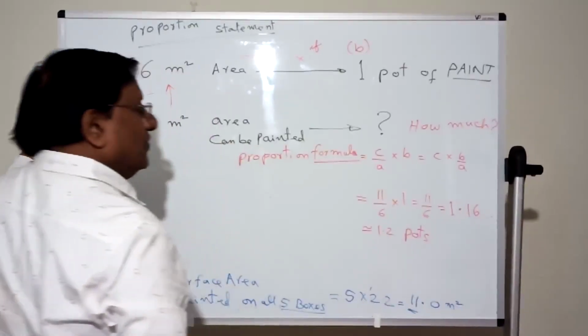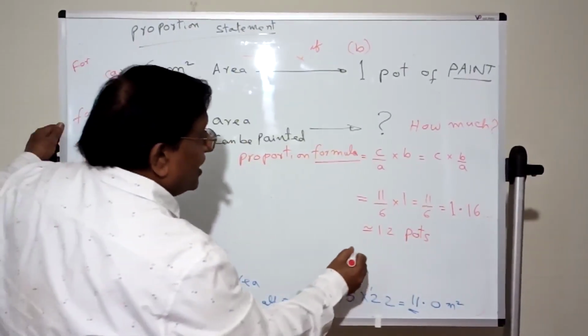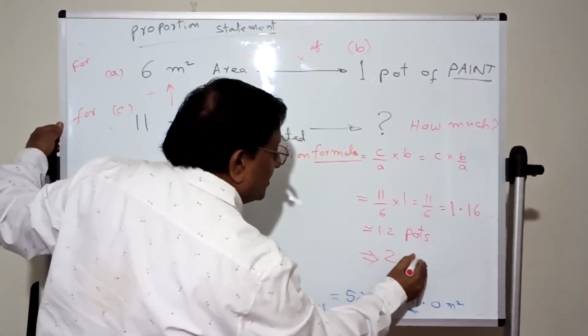And nobody sells 1.2 parts. They will sell either 1 or 2. That means take the higher one. Therefore, 2 parts of paint needed.